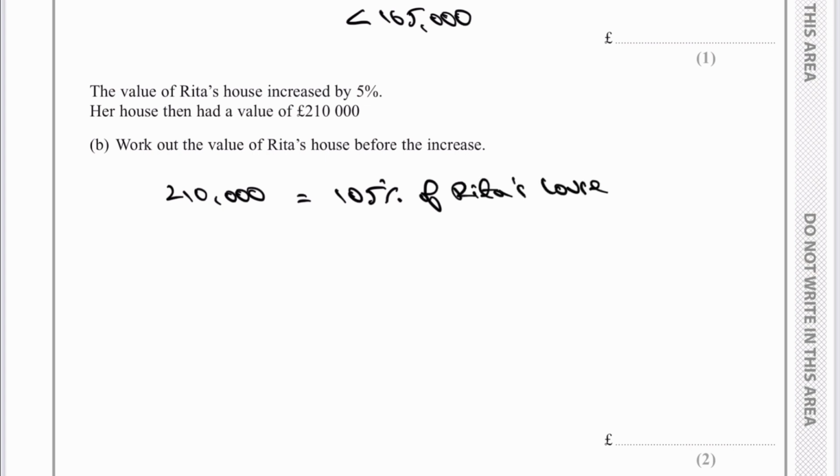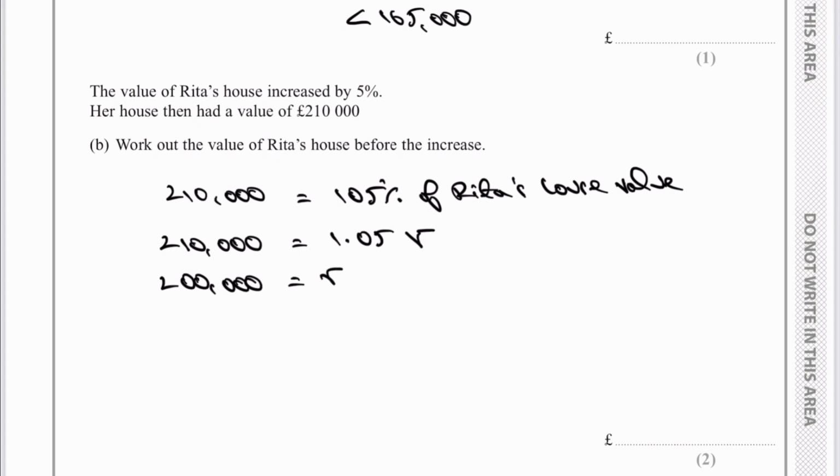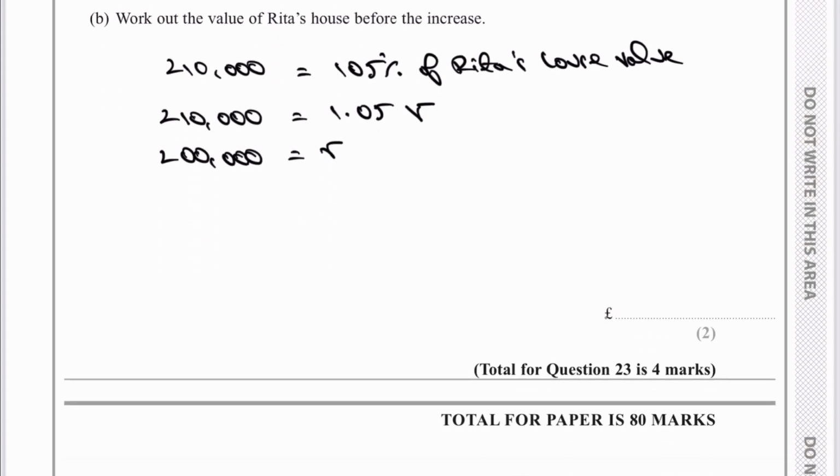Now most mathematicians, including myself, wouldn't spend too much time writing all these sorts of things out. What we would normally do is convert that firstly to a decimal, 1.05, and then of Rita's house value, I'm just going to write as V. So to find the value of Rita's house before the increase, I divide through by 1.05, and I get 200,000, and that equals V. So the value of Rita's house before her increase was 200,000.